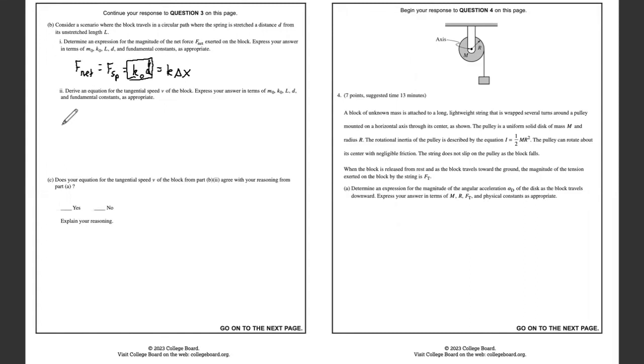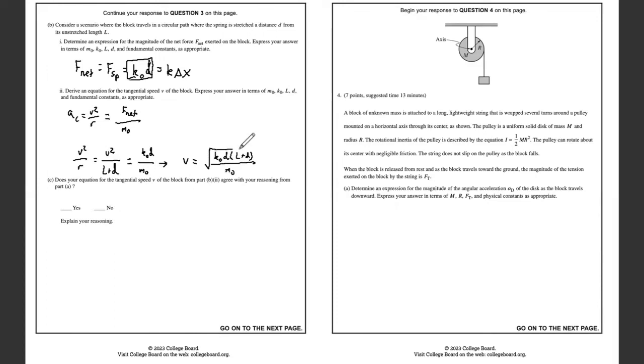Derive an expression for the tangential speed. Well, what we do know is that a_c is equal to V squared over R. That's on our equation sheet, right? And that also has to be equal to net force over the mass m0. So V squared over R, which is V squared over L plus D, because that's how far we are from the center of the circle, is going to equal K0D over M0. Therefore, V is going to equal the square root of K0D(L plus D) over M0.